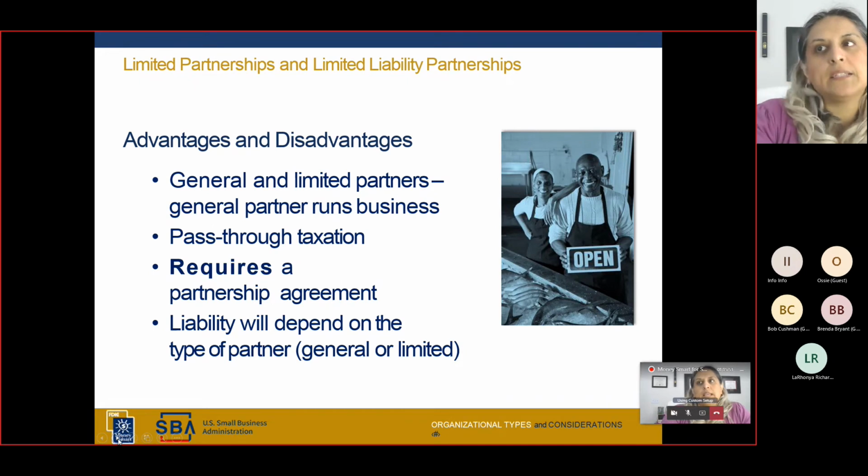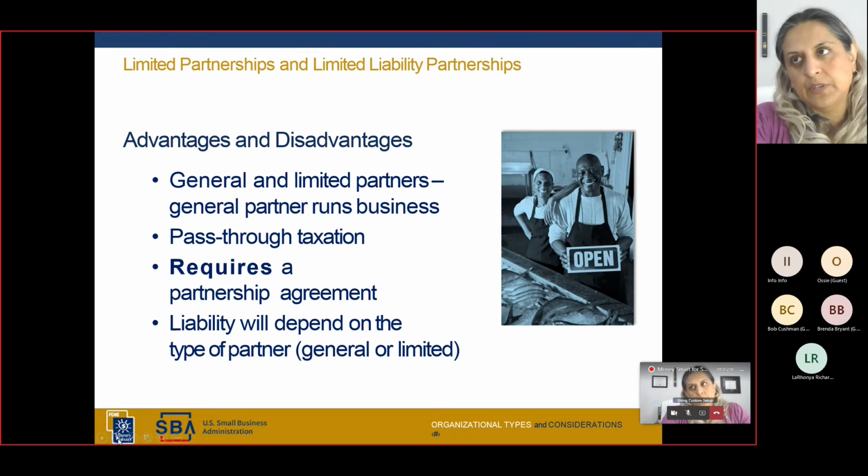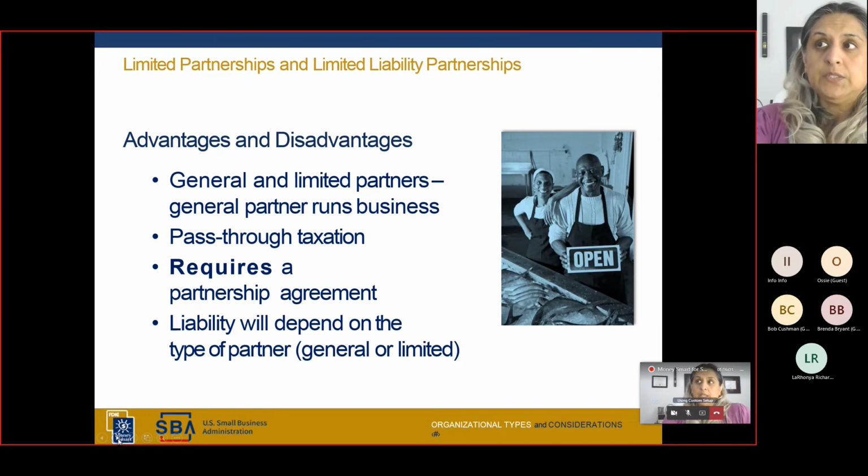The tax treatment for limited liability partnership and limited partnership is similar to the general partnership as discussed earlier. Profits and losses are passed through to the partners, so the partners can reflect them on their own individual tax returns. Same as the other two.